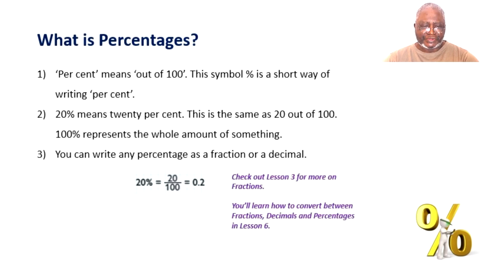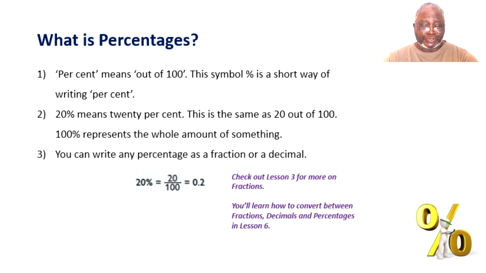What is percentages? Percent means out of 100. The symbol % is a short way of writing percent. 20% means 20 percent. In other words, 20 with that symbol after it means 20 percent. This is the same as 20 out of 100. 100% represents the whole amount of something. You can write any percentage as a fraction or as a decimal.